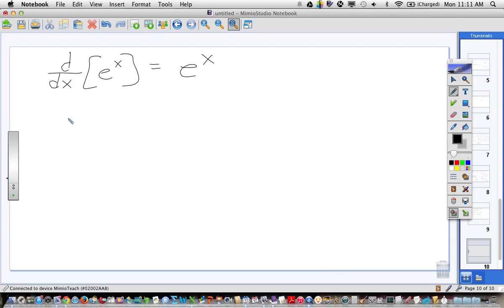Now, there's another one that goes along with that. What happens if you have a different base? What happens if you have 2 to the x, or 3 to the x, or something else other than e to the x? Now, luckily for us, e to the x is what we see most of the time. Well, here's what it is.